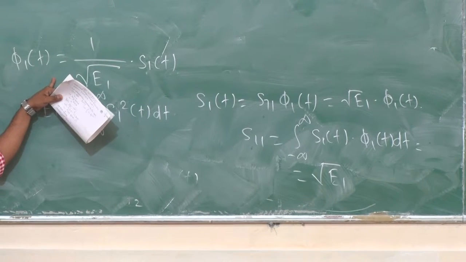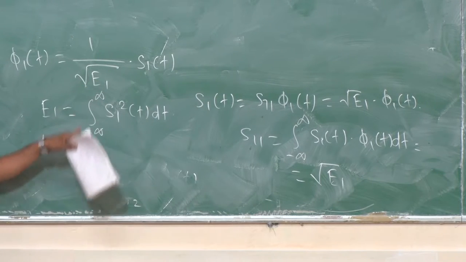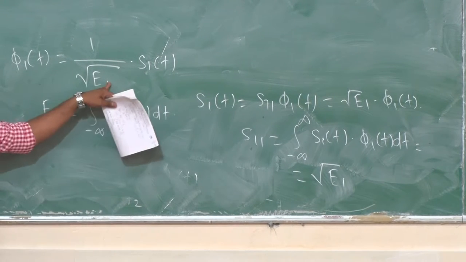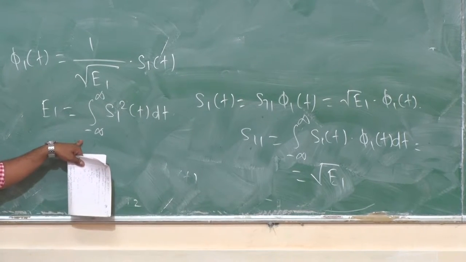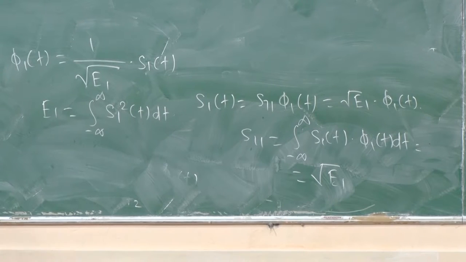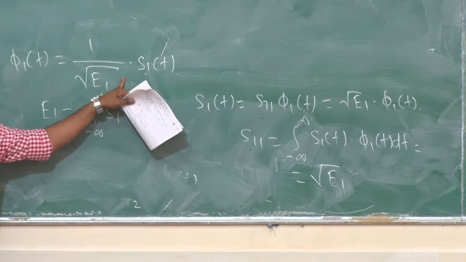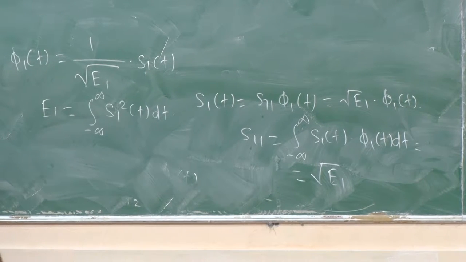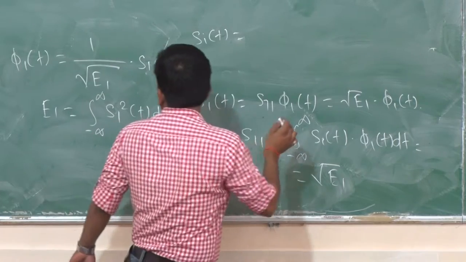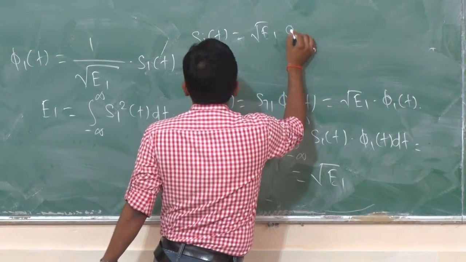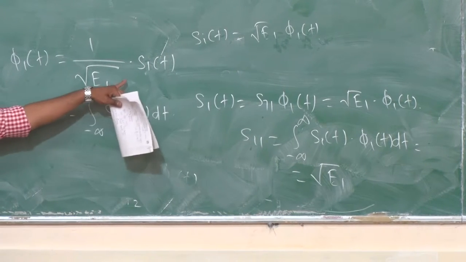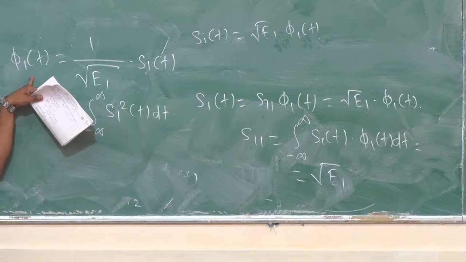Phi 1 of t, the first basis function, can be given as 1 by square root of E1 into S1 of t. S1 of t is your first signal. Here, E1 is nothing but the energy associated with your first signal, that is the integration over minus infinity to infinity of S1 of t square dt. Here we can see that this phi 1 of t, or basis function, is nothing but the normalization of your first signal S1 of t with its energy. So by using this formula, S1 of t is equal to square root of E1 into phi 1 of t.